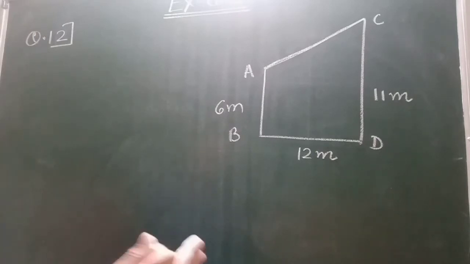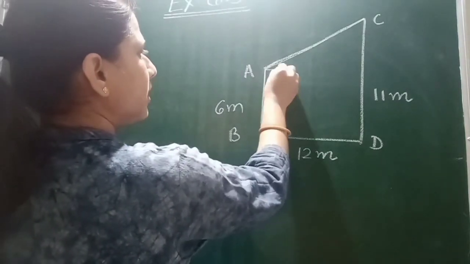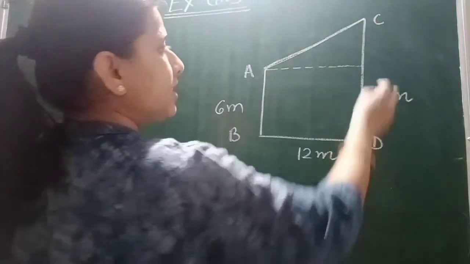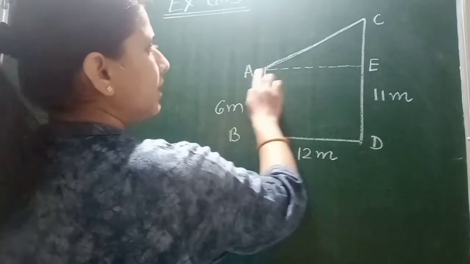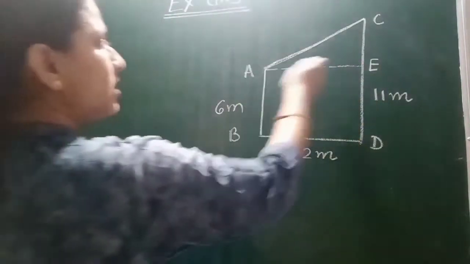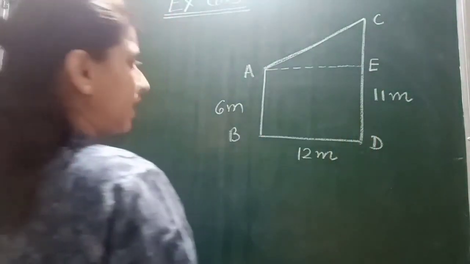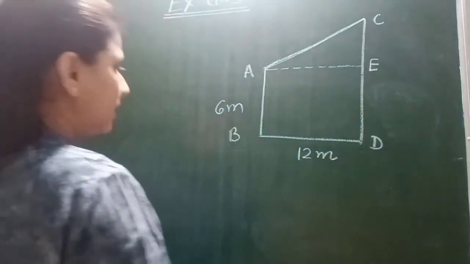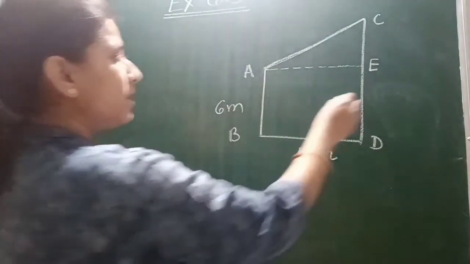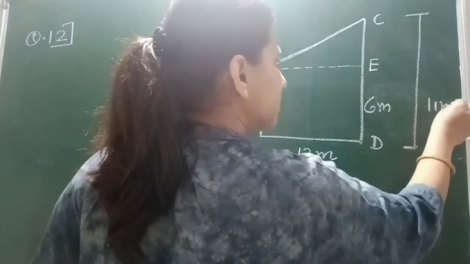First we will make a construction. We will make a parallel line from this point A parallel to BD which intersects CD at point E. It means this line AE is parallel to BD. So student, as you can see, this one is a rectangle and we know opposite sides of a rectangle are equal. So the length of this ED will also equal 6 meter because length of AB is 6 meter and the complete length is 11 meter.